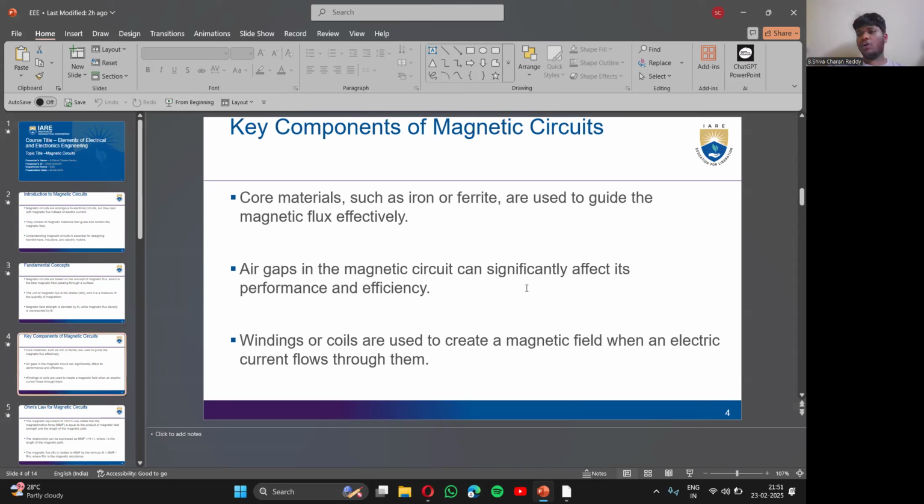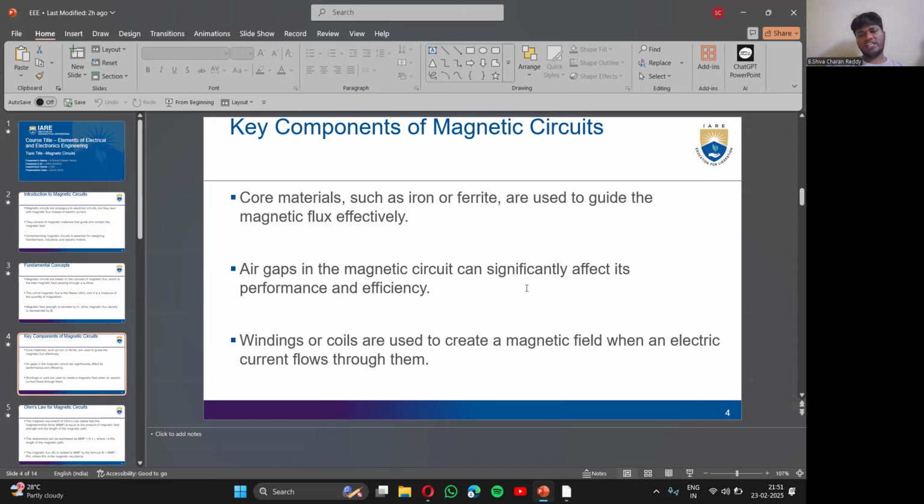And the key components of magnetic circuits. Core materials such as iron or ferrite, which are used to guide magnetic flux effectively. Air gaps in a magnetic circuit can significantly affect its performance and efficiency. Windings or coils are used to create a magnetic field when electric current flows through them.